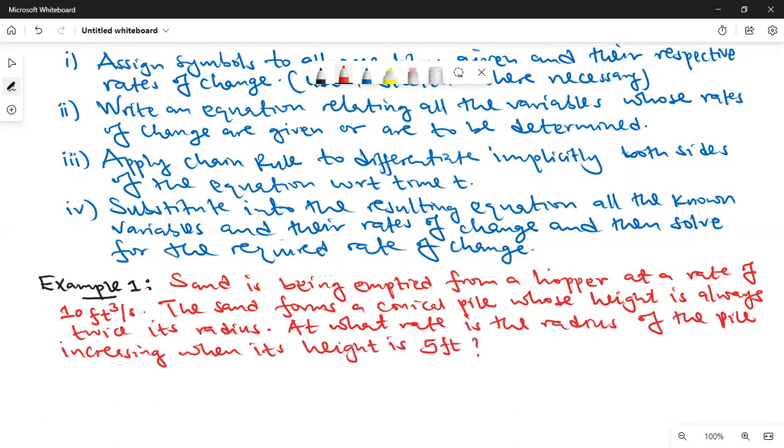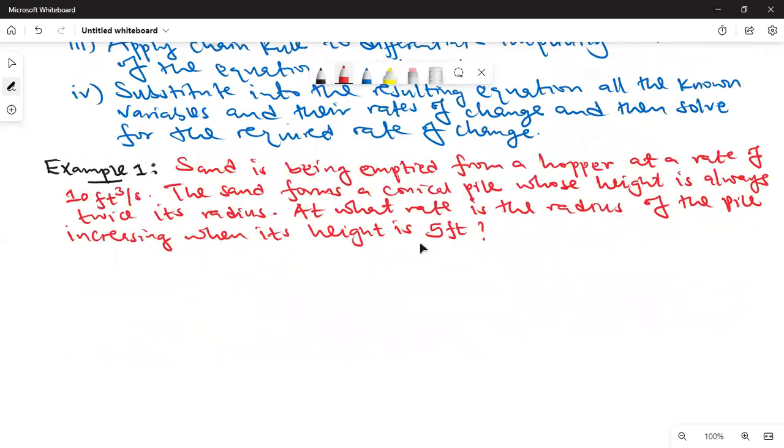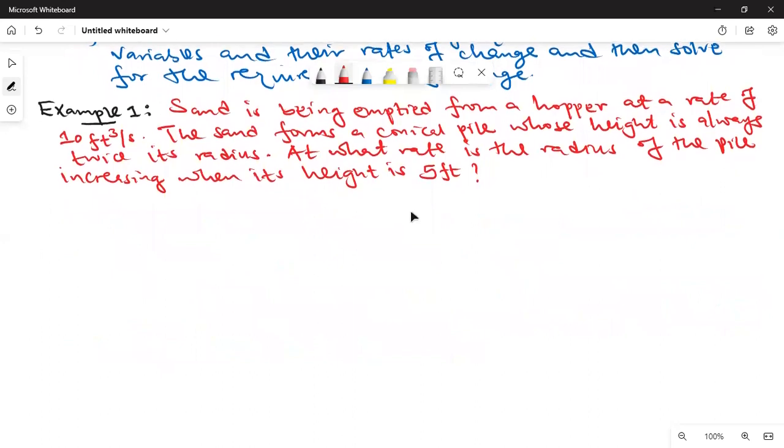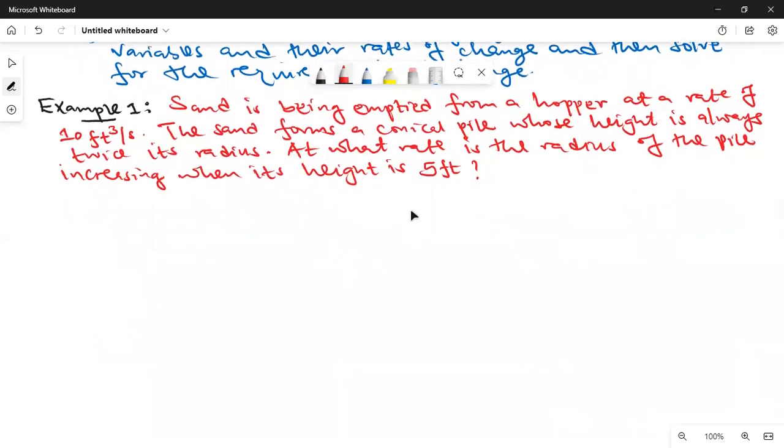That's a question mark. So let's see how to tackle this problem in example 1. We are going to follow the 4 steps to be able to solve this related rates problem. Look at this, a case where we are emptying sand from a hopper. As you continue emptying the sand, it is going to form something like a cone. It's a pile, which is conical in shape.